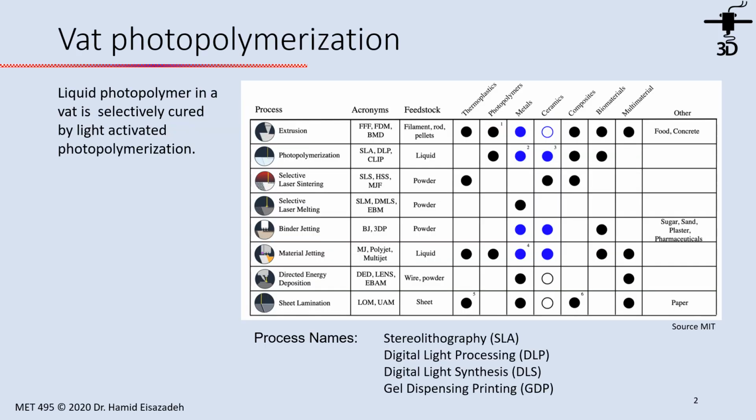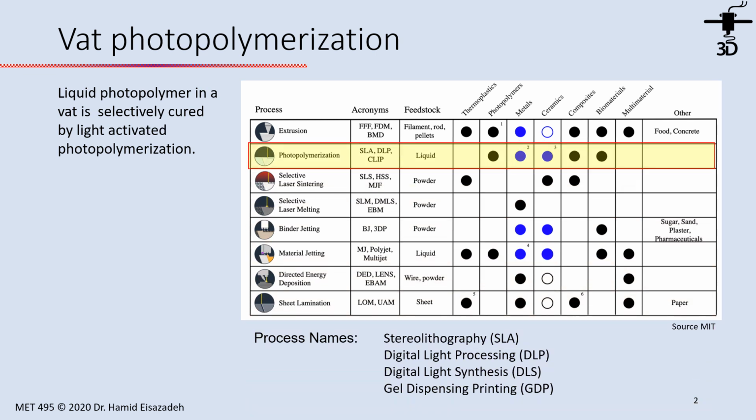In the vat photopolymerization, we call it vat because we have a liquid material, and the material is sitting in a tank, right? And we have a liquid photopolymer in a vat, and it is going to be selectively cured. And the source of energy is light, and the light is going to activate the photopolymerization process.